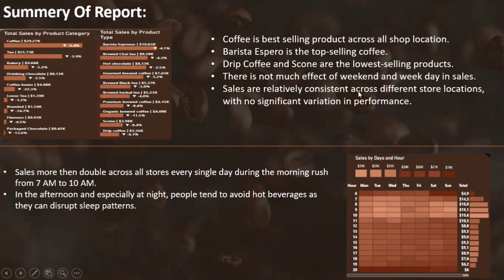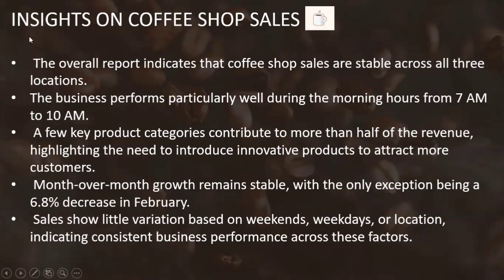Sales are relatively consistent across different store locations with no significant variation in performance, as we saw. And in our analysis, we saw that sales more than double across all stores every single day during the morning rush from 7 a.m. to 10 a.m. In the afternoon and especially at night, people tend to avoid hot beverages as they disrupt the sleep pattern. And here we have some findings and insights on the coffee sales.